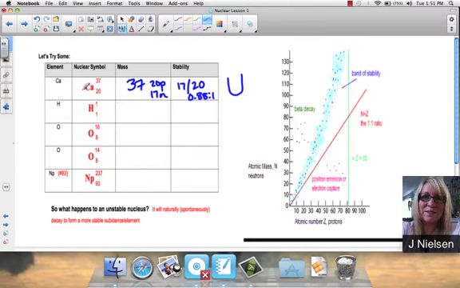If we were dealing with regular calcium, the mass would have been 40, the atomic number would have been 20, and 40 minus 20 is 20, so 20 divided by 20 is 1-to-1. It would have been stable.